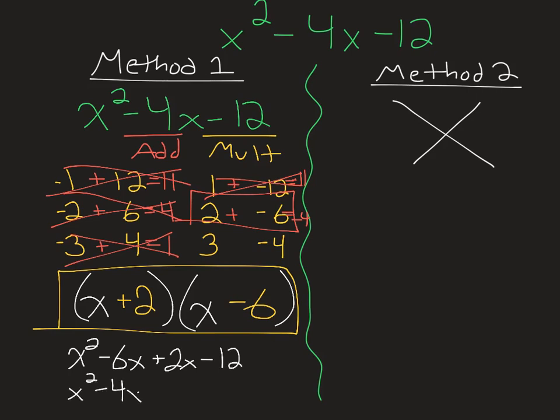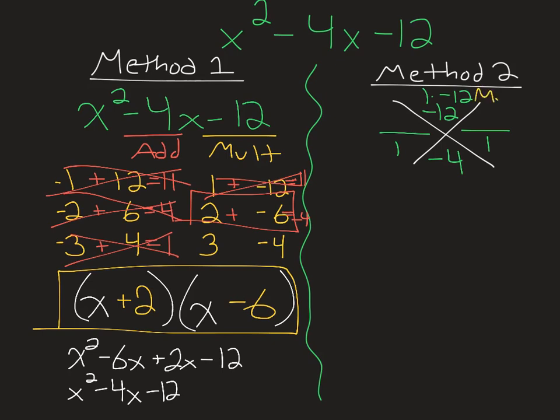Combine your like terms, so you get x squared minus 4x minus 12, which does match what we started with, so we know we are correct. With method number 2, we're using the x method. So in the top, we do a times c, so 1 times negative 12 is negative 12. B for bottom, so my b is negative 4. And then my sides are always over a, which is 1 in this case.